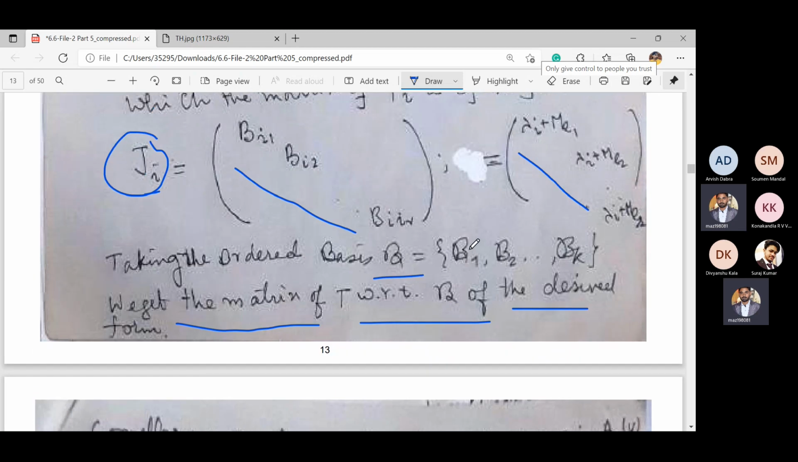Desired form means for B1 we get this block matrix J1, and for B2 we get J2, and so on, where the Ji's are of this form. The order of this matrix must be n cross n, and the order of Ji is Li cross Li. You can say directly that the order of Ji is the dimension of Vi, and the basic blocks are Bi1, Bi2, up to Bir.